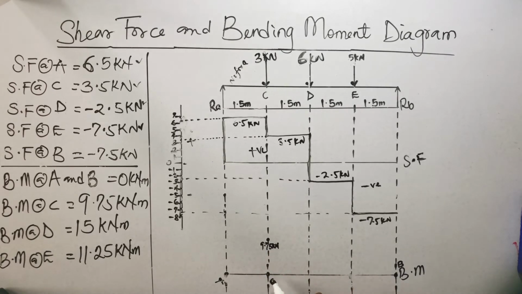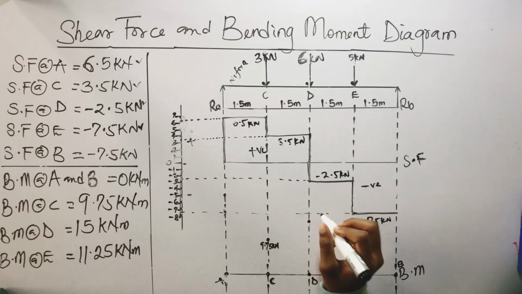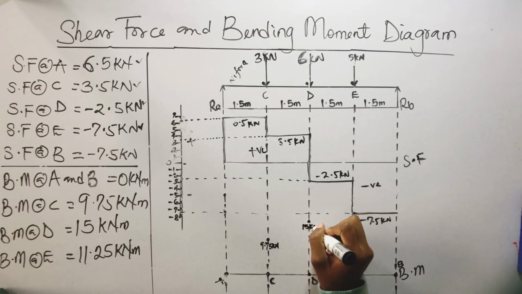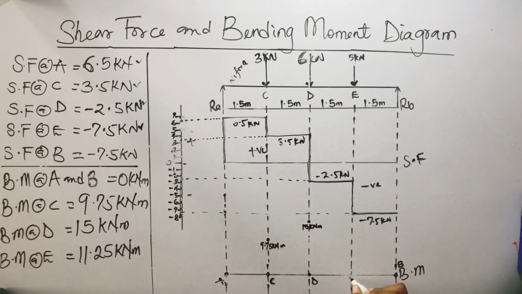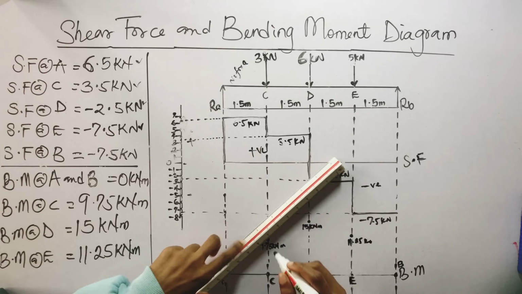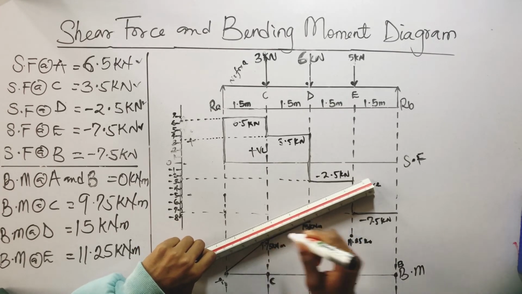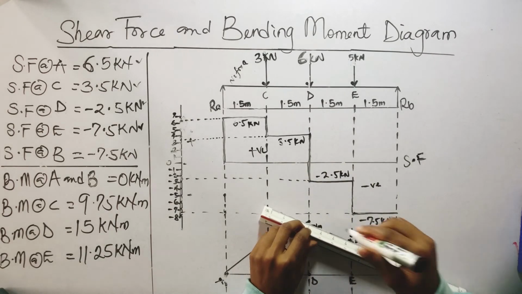C 9.75. So after marking that one, we move on to the next one, which is at point D. We have a 15 kilonewton meter, which is a lot higher than 9.75. So I'm going to place that mark right here. The next is at point E, which is 11.25 kilonewton meter. I'm also going to place that here. And now we join the points by inclined lines. So I'm just going to use a ruler to join all of the points. So from A to C to D to E and then B. So this is a positive moment.